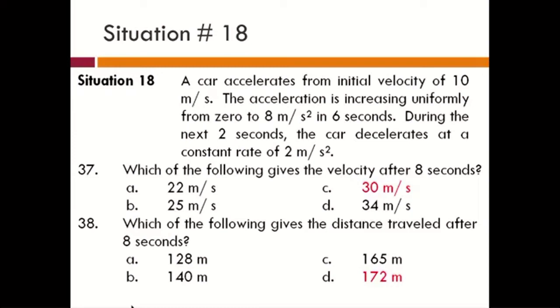So, ang sabi, a car accelerates from initial velocity of 10. Acceleration is increasing uniformly from 0 to 8 meters per second squared in 6 seconds. During the next 2 seconds, the car decelerates at a constant rate of 2 meters per second squared. So you can directly draw the acceleration time graph based doon sa given. Kaya ito pinapahanap is velocity after 8 seconds and the distance traveled after 8 seconds. Alam kong kaya nyo nang gawin yan. O at least siguro drawing natin yung acceleration time graph as shown.